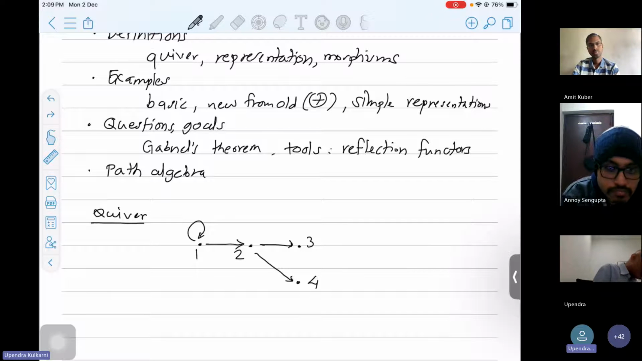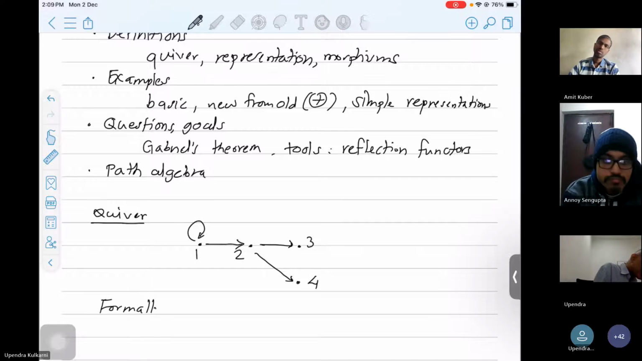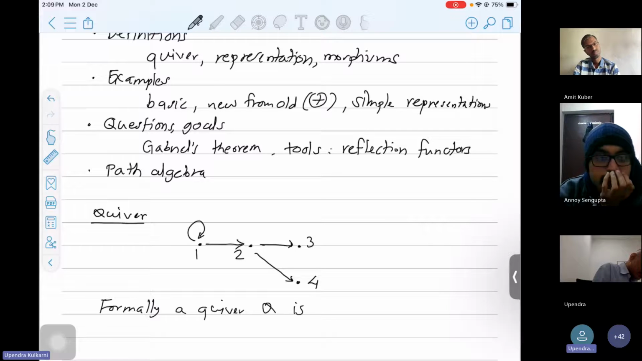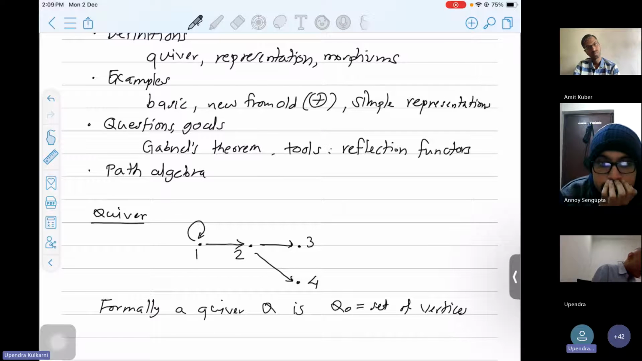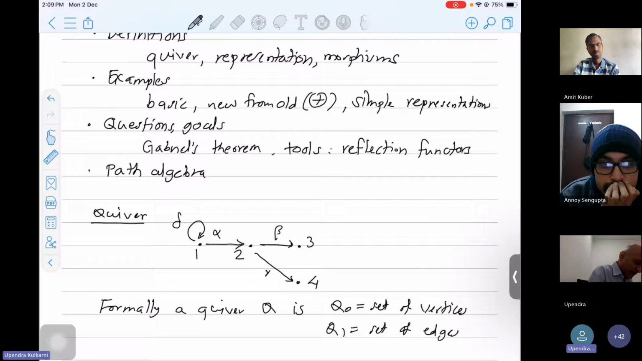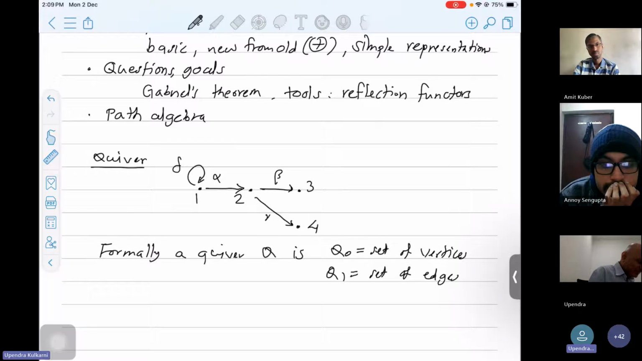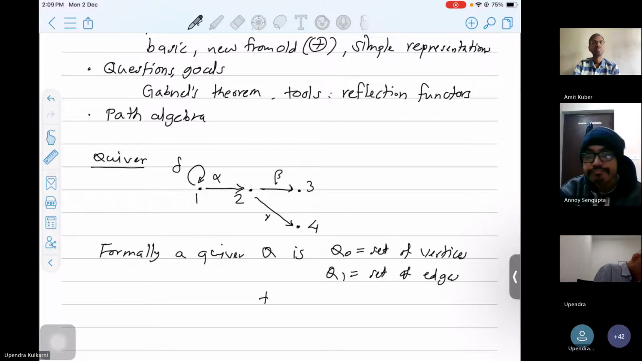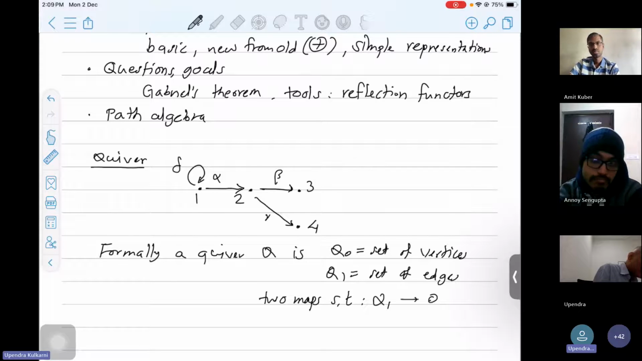representations of a quiver. So formally, a quiver Q is Q naught, which is equal to the set of vertices. So in our example, this is 1, 2, 3, 4. Q1 is the set of edges. So let's write down some names for these edges: alpha, beta, gamma, and let's say delta. And you can say that there are two maps, S and T, from Q1 to Q0.